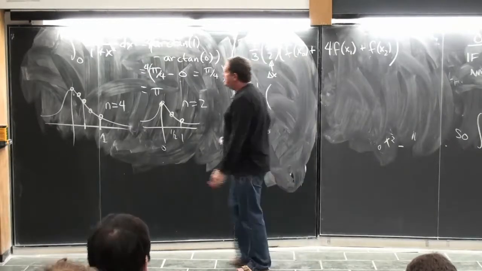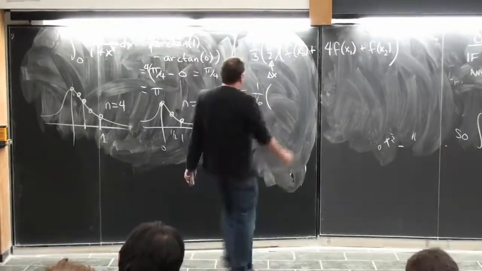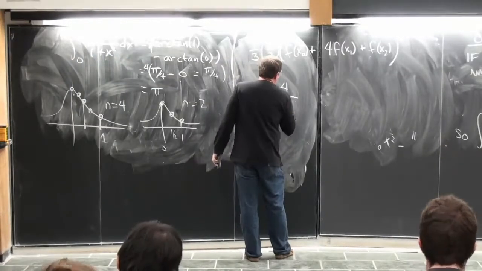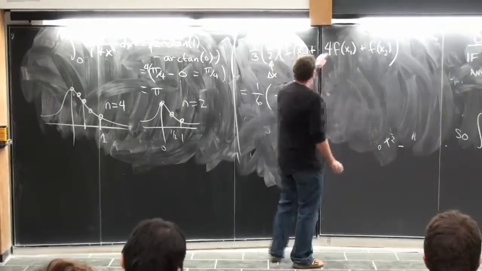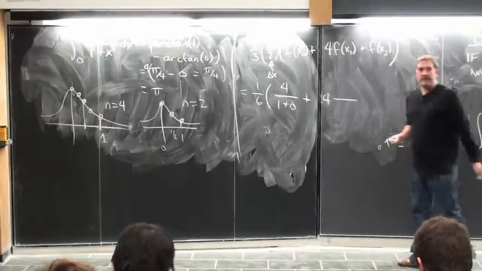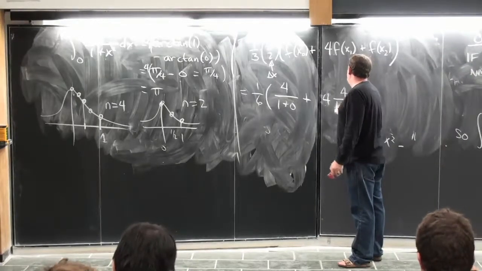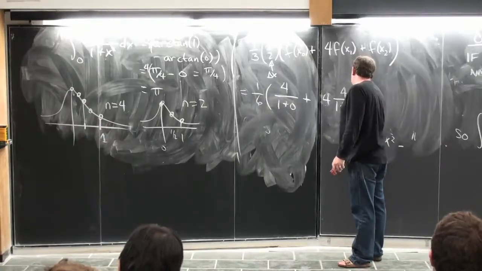f of x0 means we plug 0 into our function. That's 4 over 1 plus 0. And then we have 4 times f of x1. x1 is 1/2. So that's 4 over 1 plus 1/2 squared, which is 1/4.